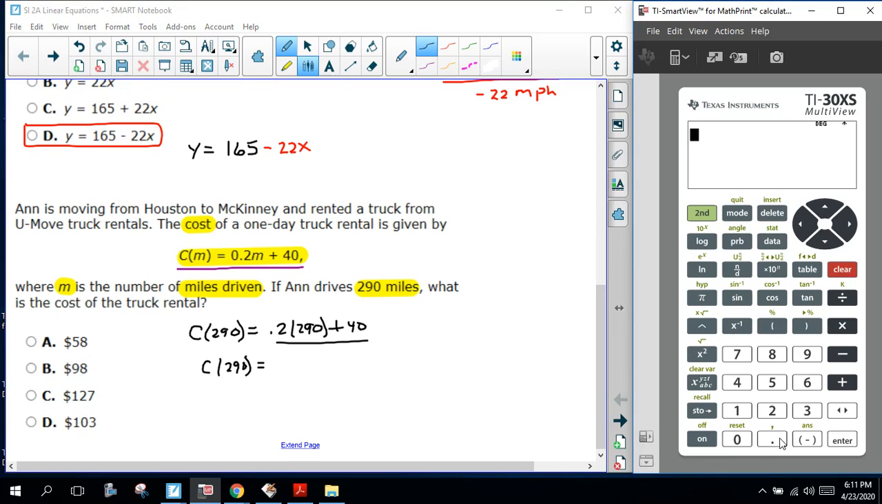Let's clear off here, and we'll go 0.2, or that's like 20 cents, 20 cents per mile. So 20 cents times the 290 miles. The calculator is going to do the order of operations for me, so I'm just going to put the plus 40 right in here. And I'm going to hit enter, and we are going to be at $98. So the cost for this rental truck for the 290 miles is a total of $98.